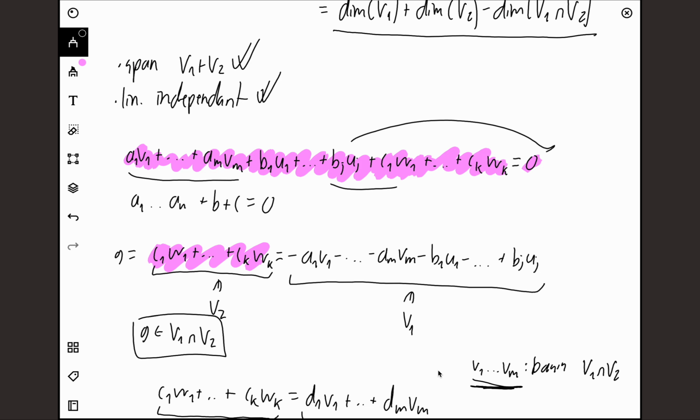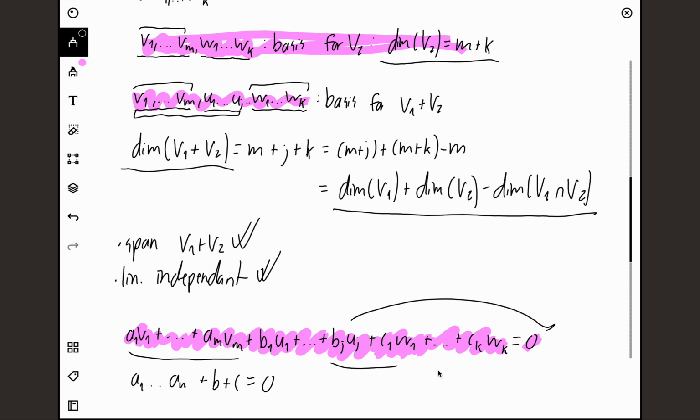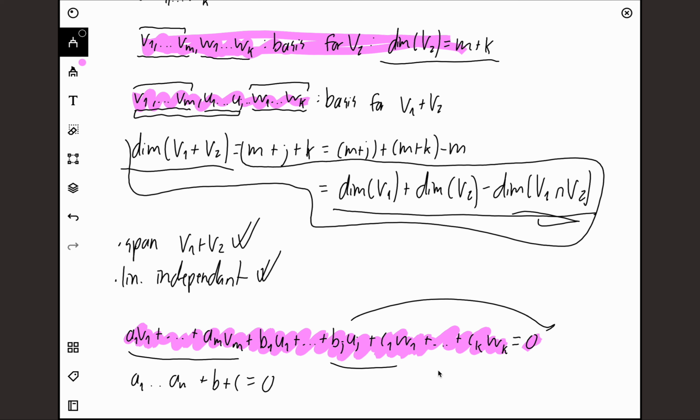And now, as we already showed before, because they're a basis, we can say the dimension of V1 plus V2 equals m plus j plus k, because we have m V vectors, j U vectors, and k W vectors. We can just add an m and subtract an m, and we know that m plus j is the dimension of V1, m plus k is the dimension of V2, and m is the dimension of V1 intersect V2. So we showed the theorem holds, and that's how you prove it. It's a pretty useful theorem.